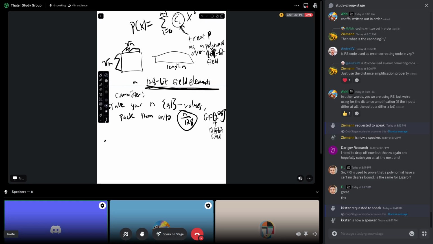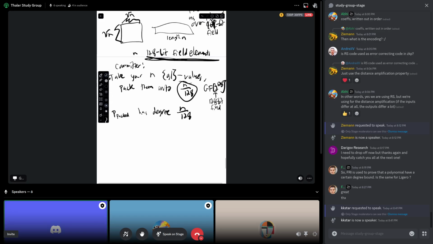Okay, so let's call that P packed. Now P packed has degree not n, but n over 128. So if P was, I'm just going to write a bunch of random bits here, if this were the first 128 bits that the prover wanted to commit to, what we would do is interpret all 128 bits as a single field element. And there are very natural ways to interpret any 128-bit vector as an element of GF(2^128). So we're just going to do that.